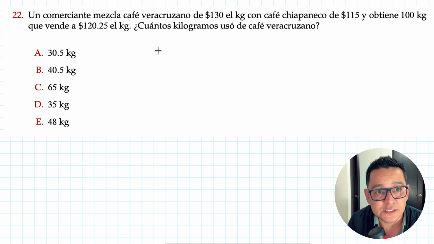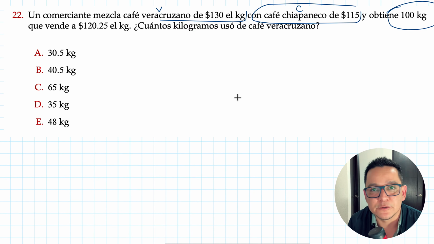First, we're going to set up the two equations. When we talk about Veracruz coffee, we'll use a B. And when we talk about Chiapas coffee, we'll use a C. Okay, so it says, a merchant mixes Veracruz coffee at 130 per kilogram with Chiapas coffee at 115 per kilogram and gets 100 kilograms, right?